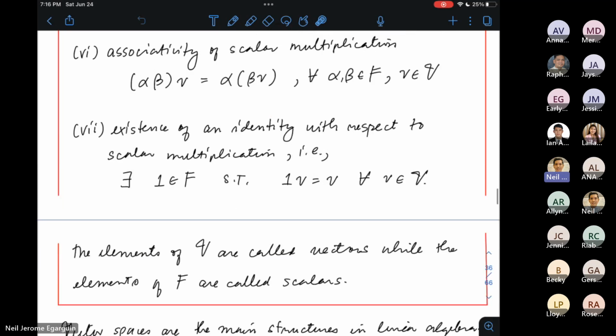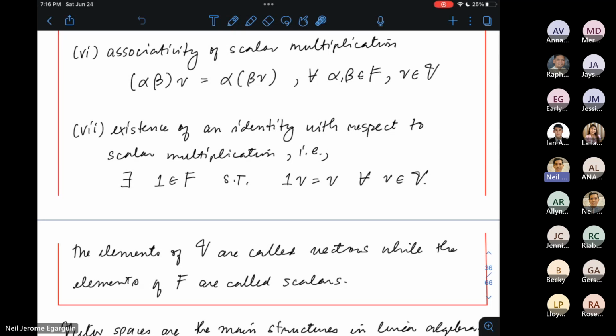And the last property is that there should be an identity element with respect to scalar multiplication. You should be able to find a field element that will do nothing to all elements of V in terms of scalar multiplication. All right.